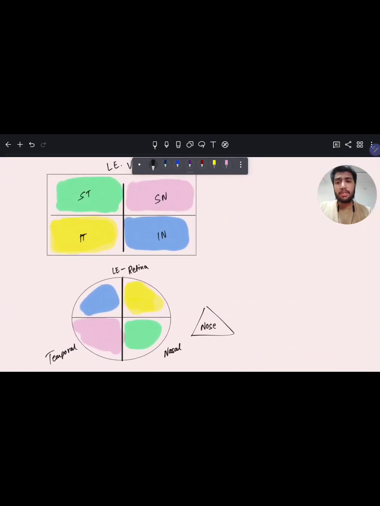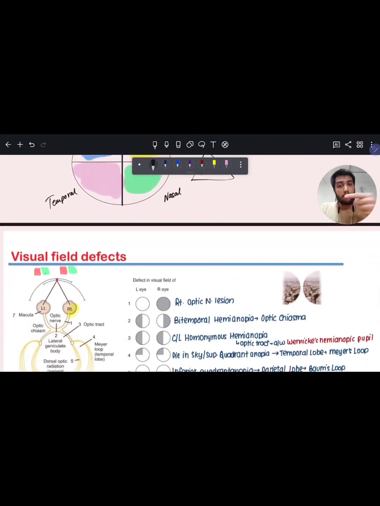So now what is gonna happen, as I told, is that the temporal part of the visual field is gonna project itself on the nasal side of the retina, and the nasal part of the visual field is gonna project itself on the temporal part of the retina, just like this. It's gonna be flipped and it's gonna be inverted. That means that the superior part of the visual field is gonna project itself on the inferior part of the retina, and the inferior part of the visual field is gonna project itself on the superior part of the retina. And this concept will be helpful when we are talking more in detail about the visual field defects.